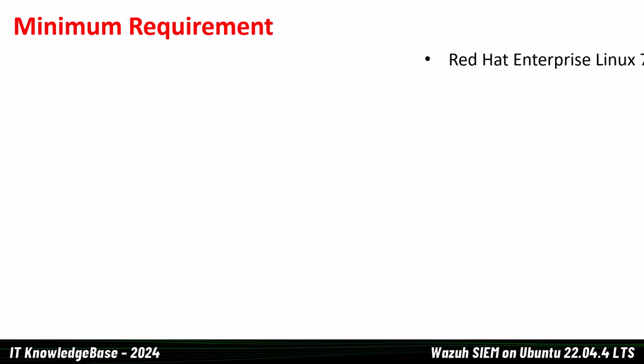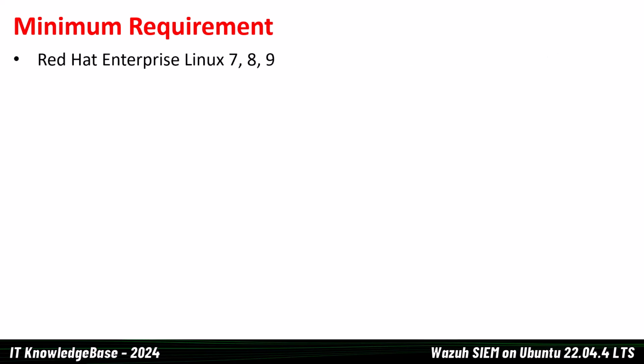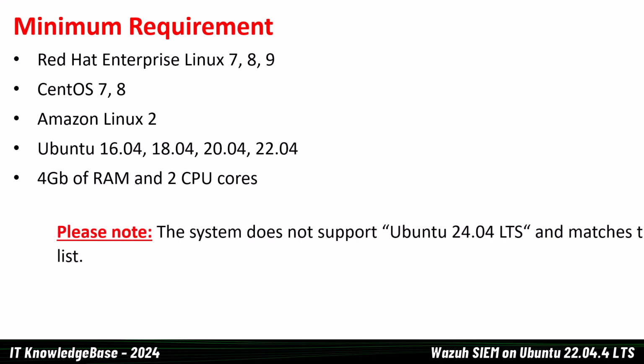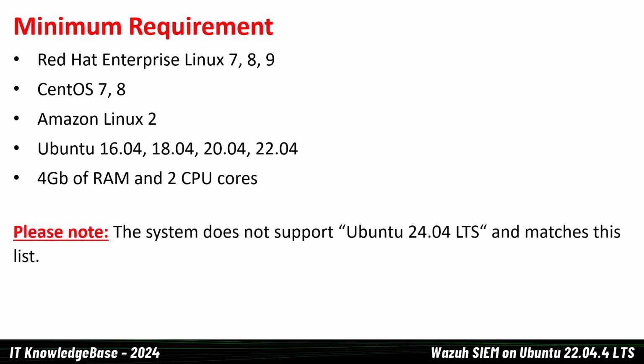Check the minimum requirements. You should have Red Hat Enterprise Linux version 7, 8 or 9, CentOS 7 or 8, Amazon Linux 2, or Ubuntu version 16.04, 18.04, 20.04 or 22.04. You should have 4 GB of RAM and 2 CPU cores. Please note, the system does not support Ubuntu 24.04 LTS and does not match this list. You have to use this switch to skip this check.